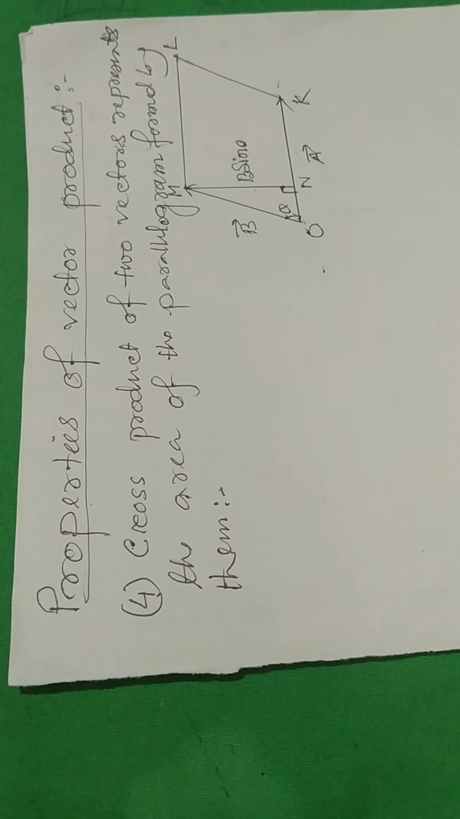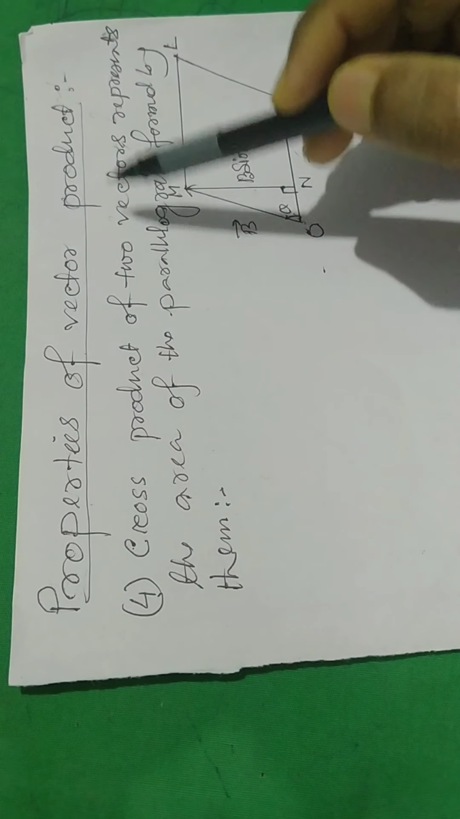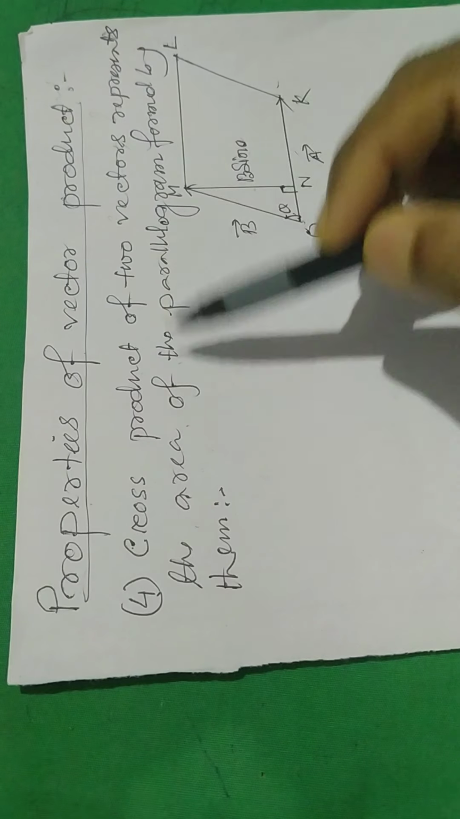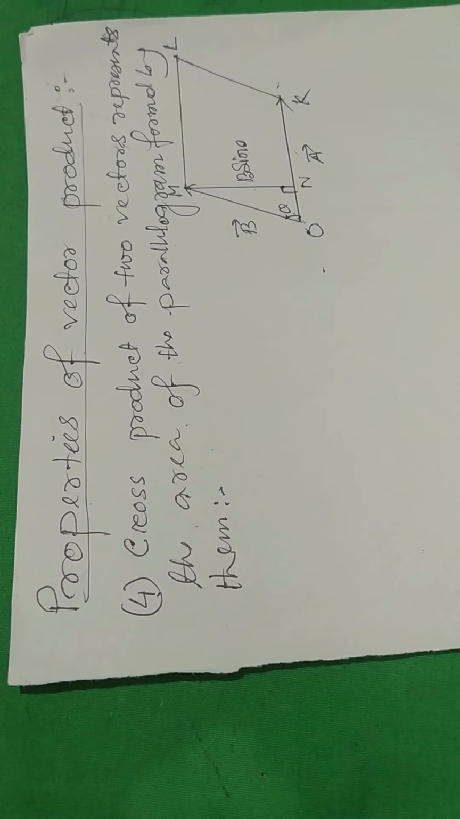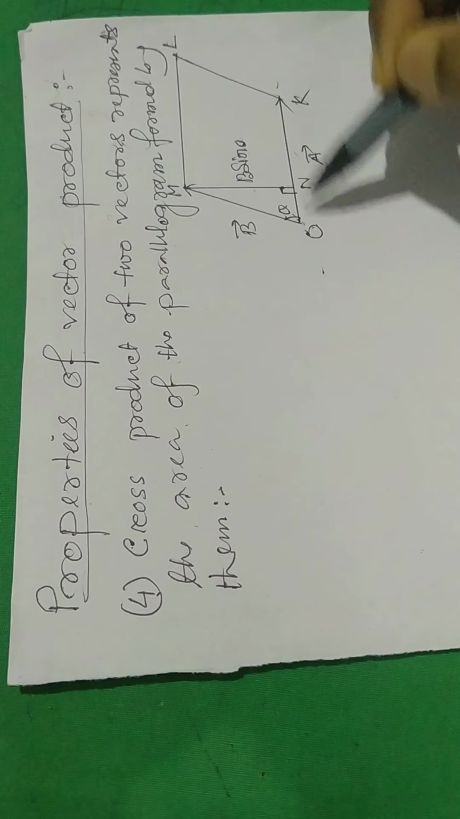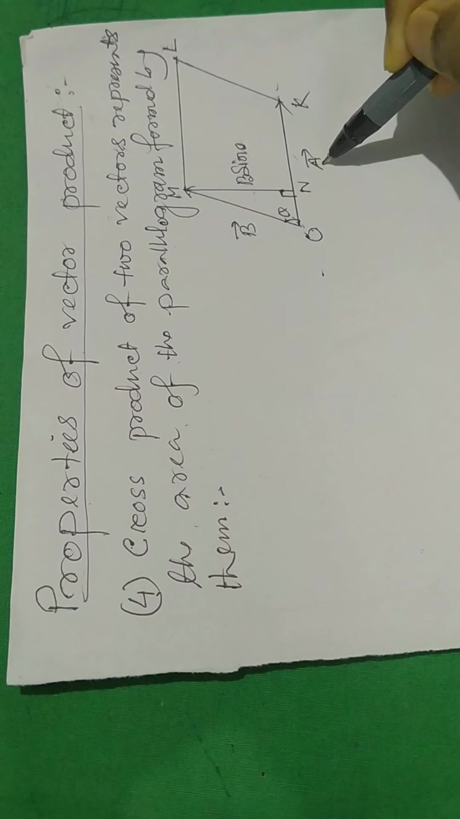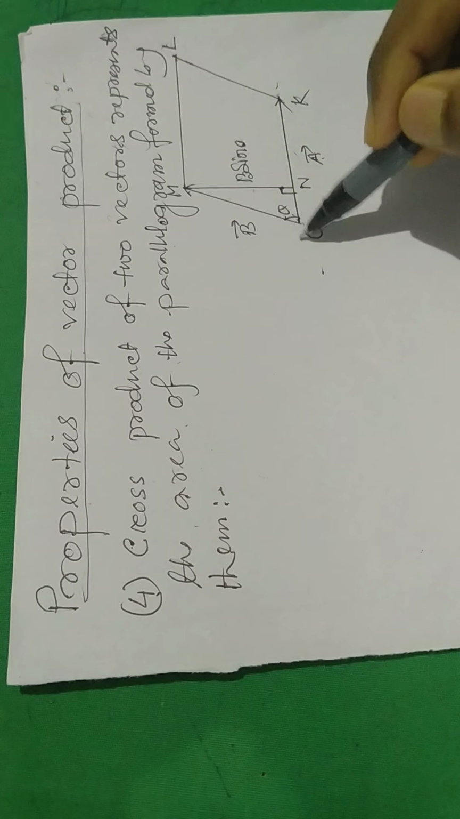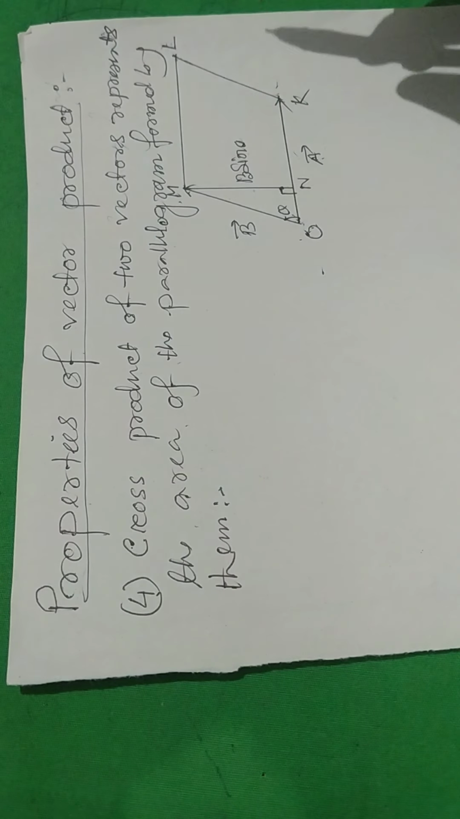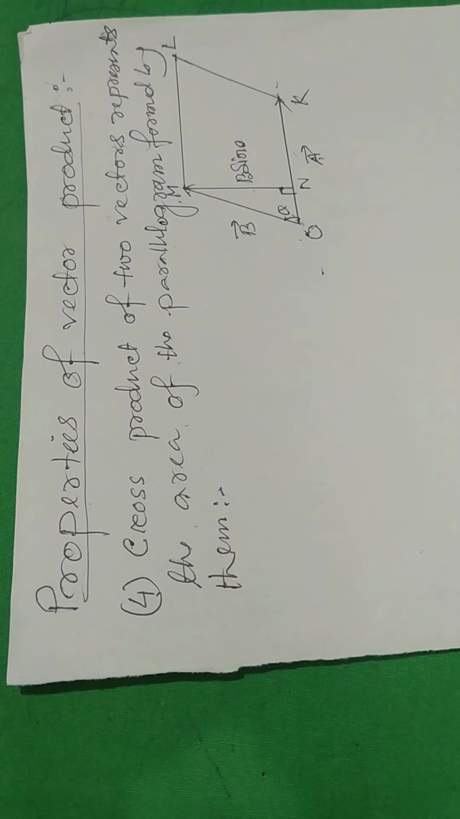Already in the previous video I have discussed three properties of cross product of two vectors. Today I will discuss the fourth property, that is, the cross product of two vectors represents the area of the parallelogram formed by them. Now you see the diagram. This is a parallelogram OKLM. Adjacent sides OK and OM are represented by vector A and vector B respectively, as shown in figure.